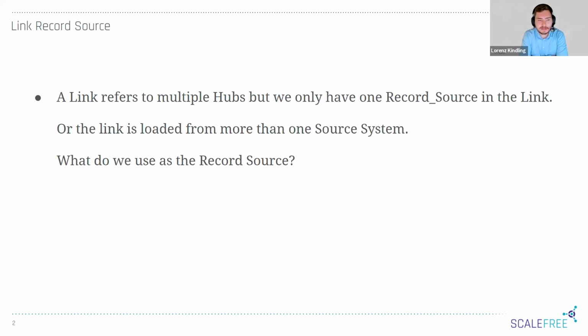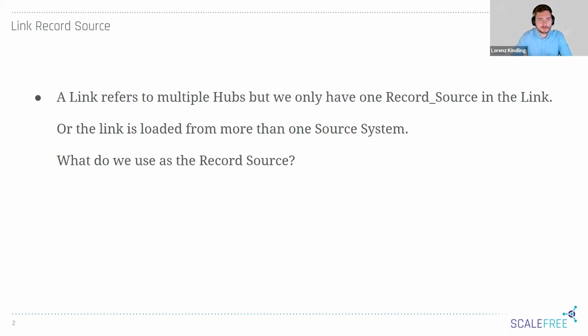The same goes for if the link is loaded from more than one source system, then the relationship obviously comes from more than one source system. What we then do is the same we do with the hubs. It's the system that delivers the relationship first. So actually a really simple concept. What you should always have in mind, the record source in general, it's only supporting technical attributes, let's put it like that.